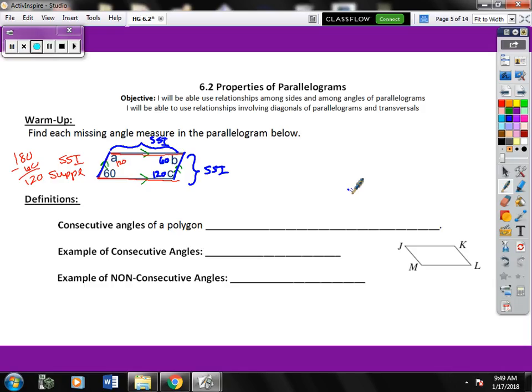So consecutive angles of a polygon are angles that share a side. Think of consecutive numbers, 1, 2, 3, 4, they go in order. Consecutive sides are going to go in order and be right next to each other. So consecutive angles would be the same thing, they're angles that are sharing a side. So you have consecutive sides, and then you have consecutive angles. So an example of consecutive angles from this picture would be angle J and angle K. Angle K and angle L, L and M, and J.